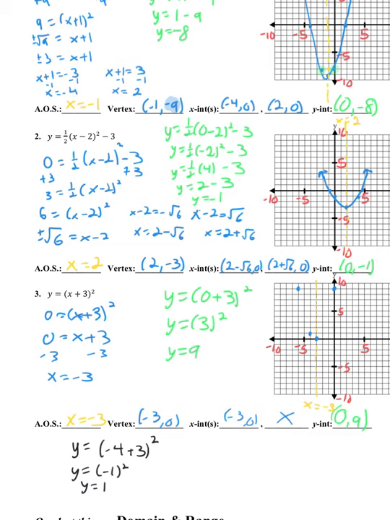-4, 1. And that means -2, 1 would also be an equal point. And now I've got 5 points. I can go ahead and sketch my parabola there.